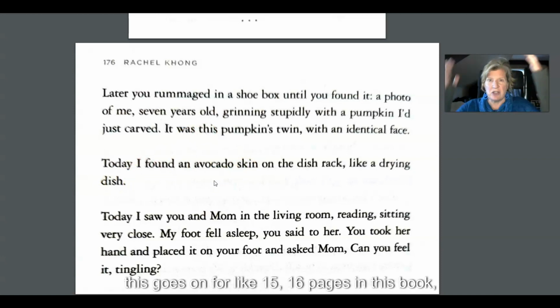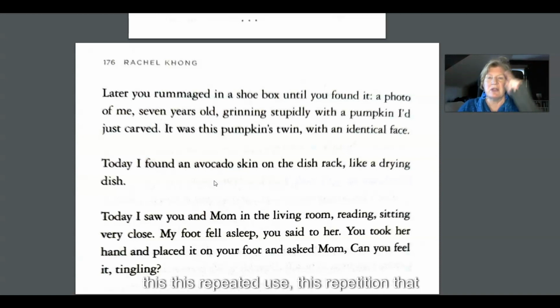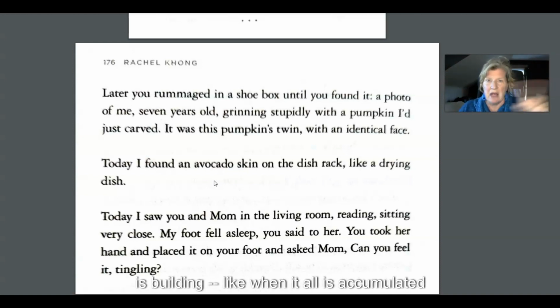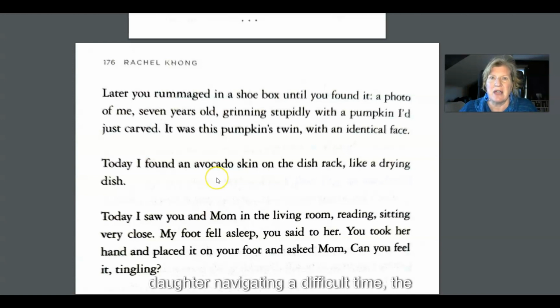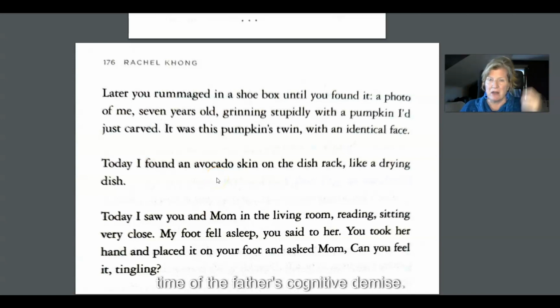So you can just see that this goes on for like 15, 16 pages in this book. This repeated use, this repetition that is building. When it all is accumulated together, it creates the story of a father and a daughter navigating a difficult time, the time of the father's cognitive demise.